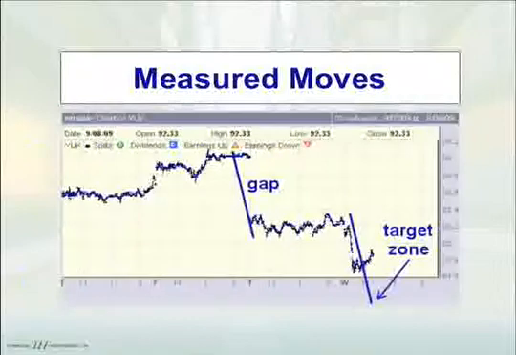Here's another example of this, and this is the YUK. And you can see that there was a strong drop here, but it took place with a gap. When you're looking at gap moves, every single time you have a larger than average gap, then that can be considered to be an extreme momentum move.